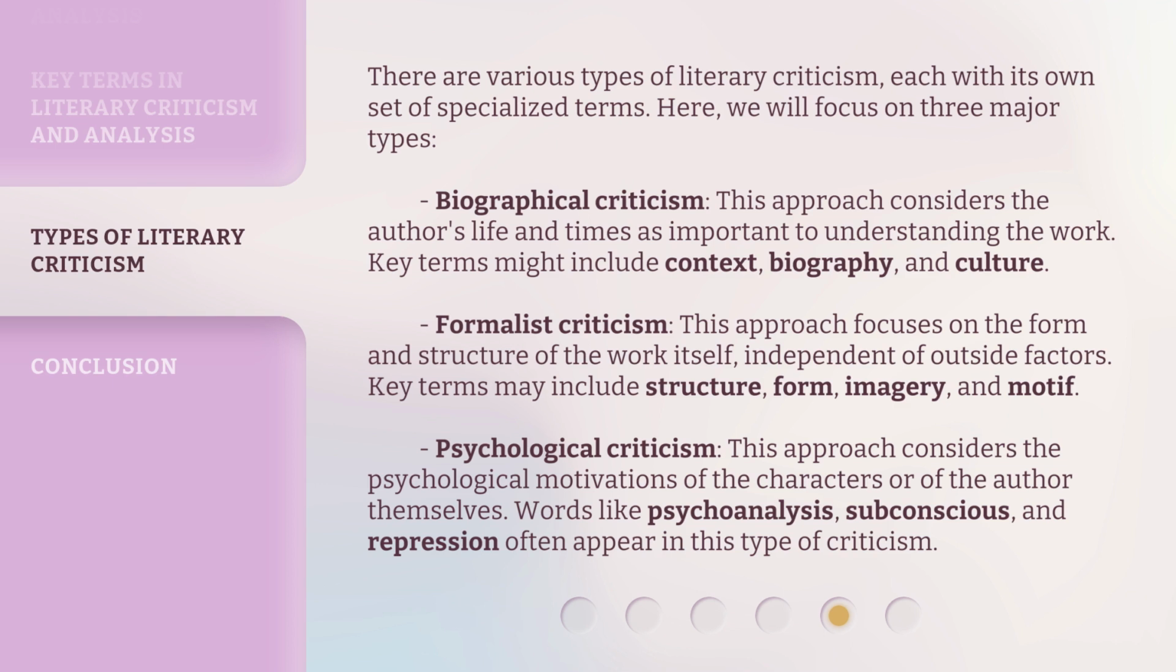Formalist criticism. This approach focuses on the form and structure of the work itself, independent of outside factors. Key terms may include structure, form, imagery, and motif. Psychological criticism. This approach considers the psychological motivations of the characters or of the author themselves. Words like psychoanalysis, subconscious, and repression often appear in this type of criticism.